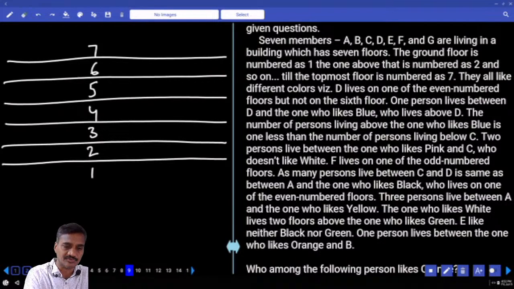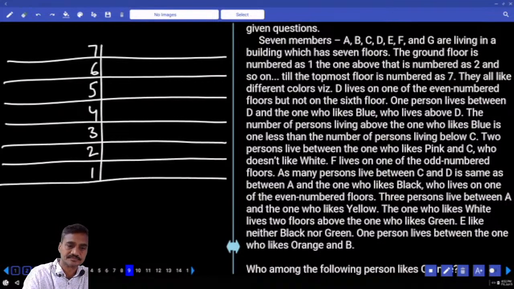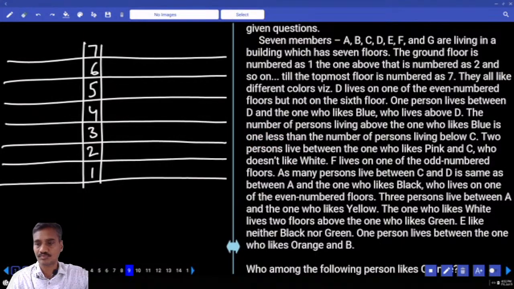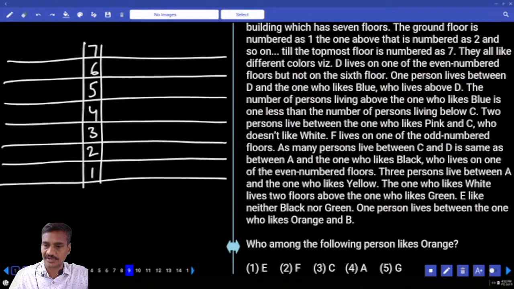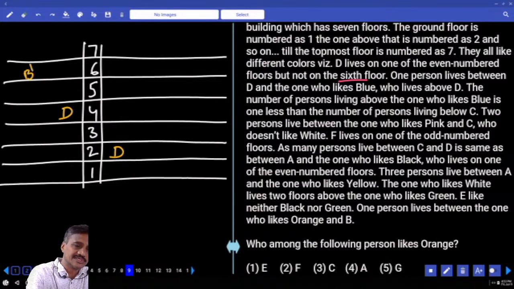Then coming to condition number 1. Now in this condition number 1, they all like different colors. D lives on one of the even number floors but not on the 6th floor. D can be either on the 4th floor or 2nd floor. There are 2 possibilities. And one person lives between D and the one who likes blue. Blue lives above D. There is exactly one person between D and blue, isn't it?